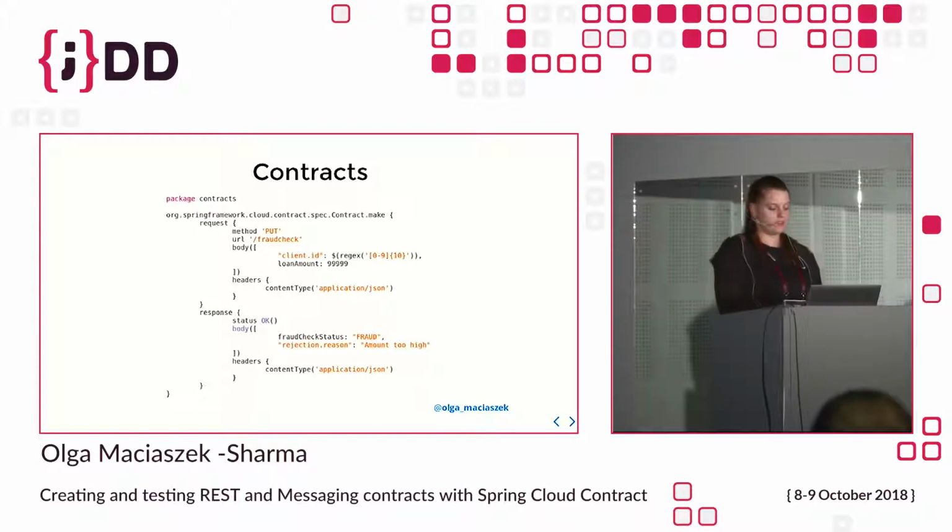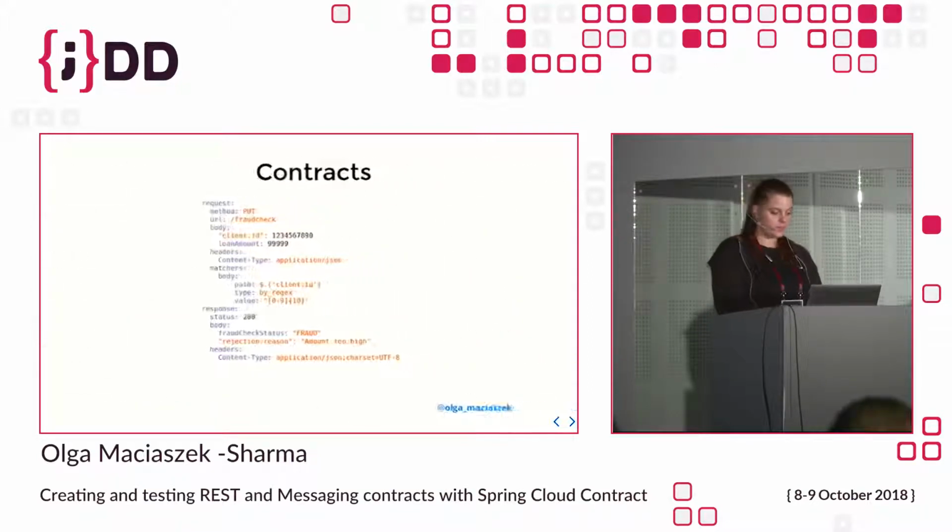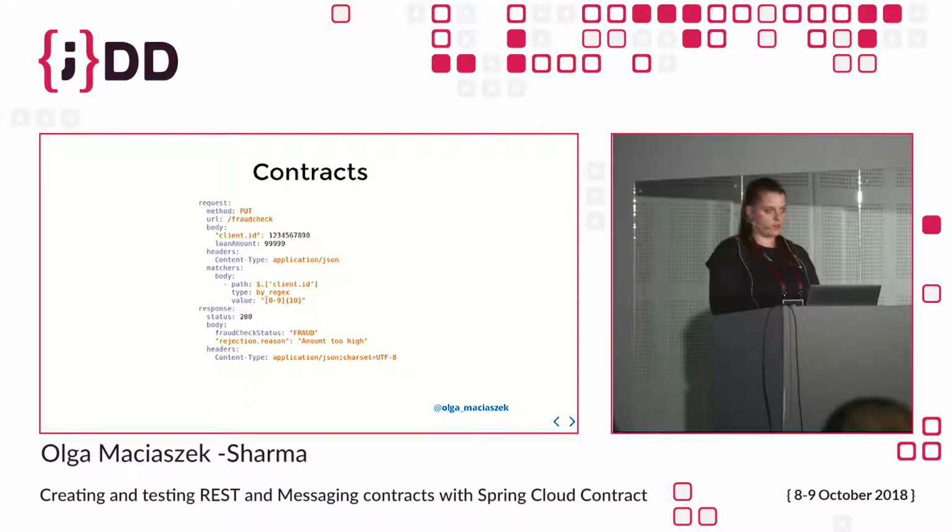So you define, again, your request with your method, with the URL. You define whatever body you want. Of course, you can use regex because the actual numbers can change, and you define your headers. And then you write that in the response, you want a certain status, and you want a certain body, and also a certain set of headers. And this is the exact same contract, but just expressed in YAML.